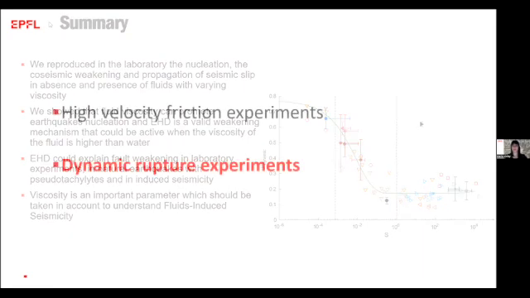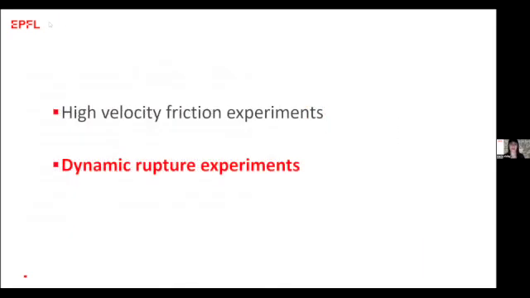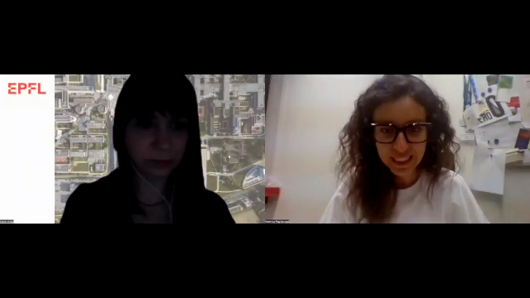So this was really the part on friction, and I think earthquake is not only friction but is also dynamic rupture. And now I would like to give the floor to Federica to explain what we have done on dynamic rupture with viscous fluids. Yes.